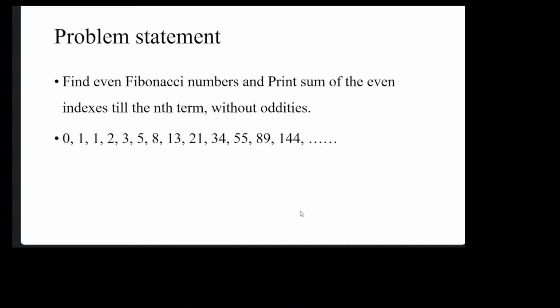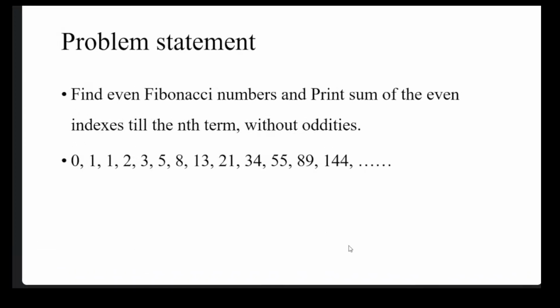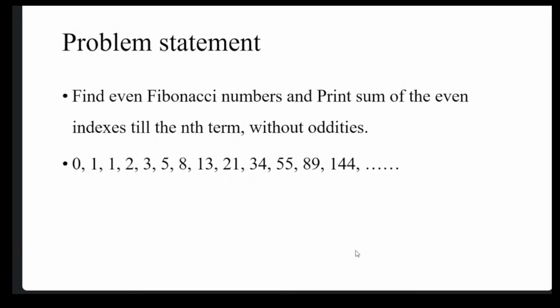So the problem statement here is that we should be generating even Fibonacci numbers, and at last we'll be printing the sum of all the even numbers till the nth term. So we have a constraint over here that we should not be generating odd numbers. We should only be generating the even numbers. So here you can see that I have given the Fibonacci series below in the second line.